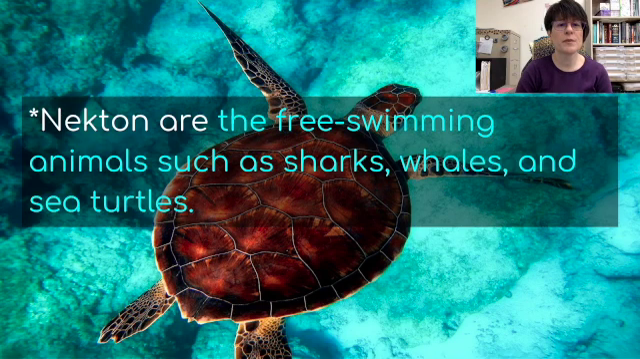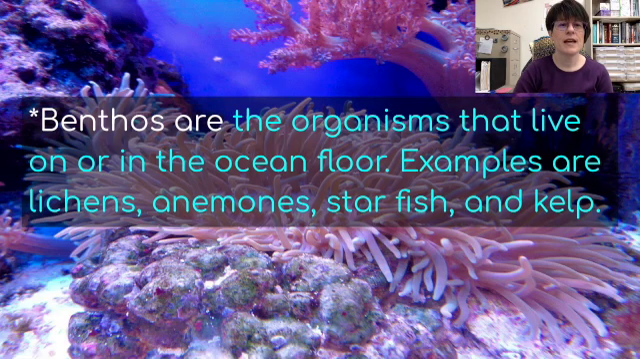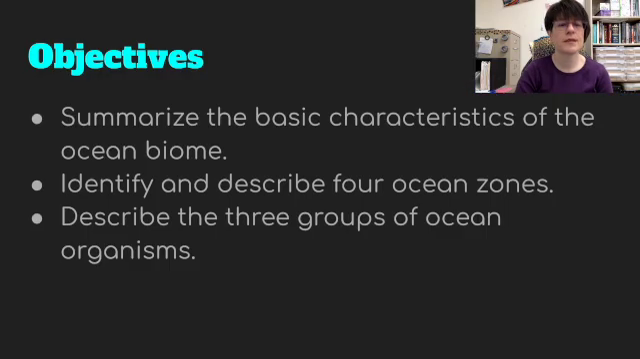Nekton are the free-swimming animals such as sharks and whales and sea turtles. And benthos are the organisms that live on or in the ocean floor. Examples are lichens, anemones, starfish, and kelp. Some of these things can move, like the starfish. Others are very stationary.